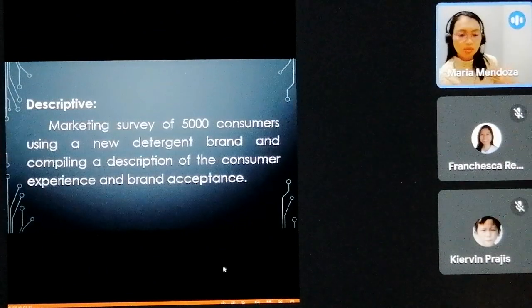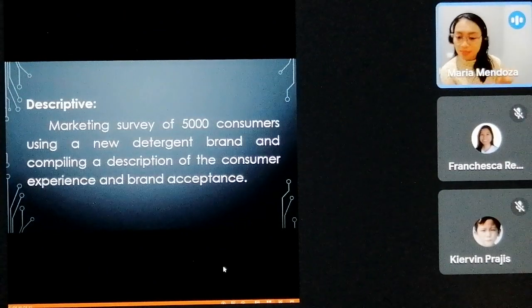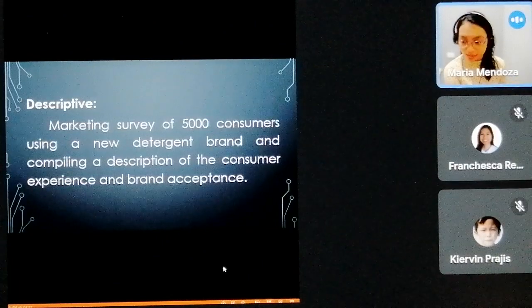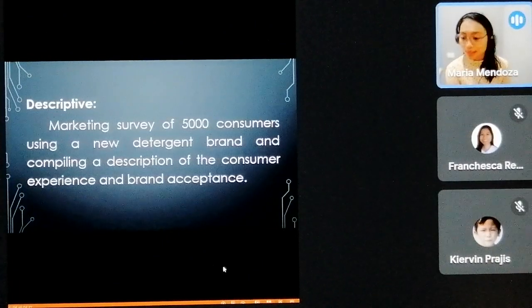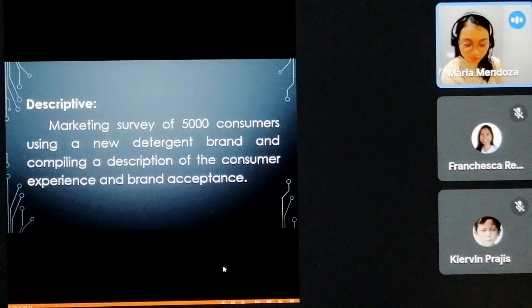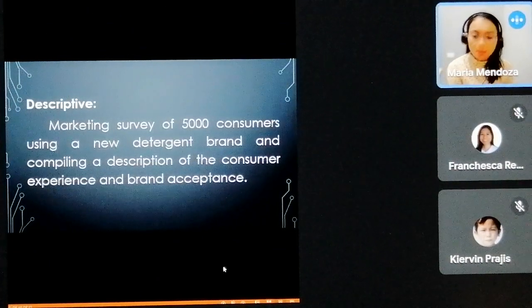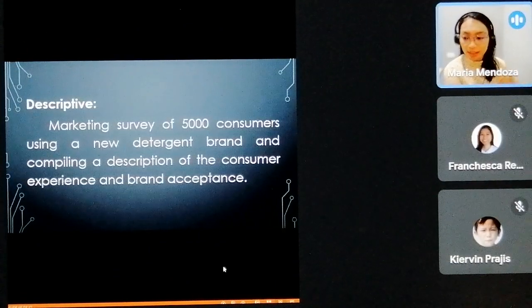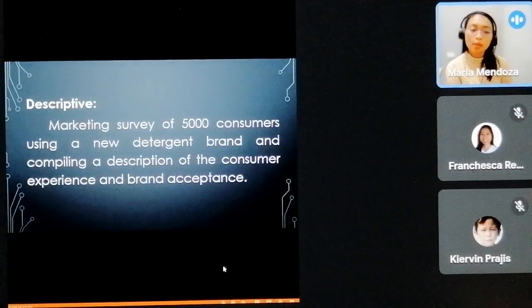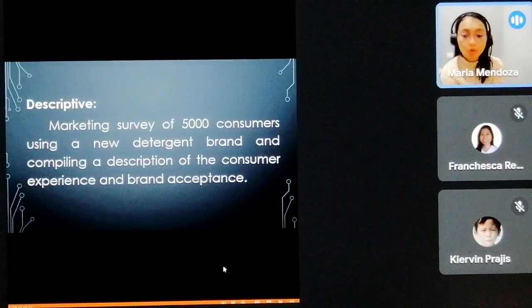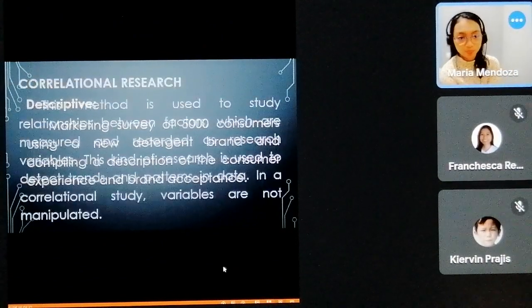Kung sasagot si consumer, mabango po sa damit, malambot po sa kamay, kahit po konti lang yung ilagay, mabango po yung damit. So that is the consumer experience, okay? What about the brand acceptance? Is it positive or negative? Negative po kasi kailangan dadamihan mo yung lagay para bumango yung damit. Positive po kasi ganito po, ganyan, ganyan. Okay? So that is a descriptive research. You are going to describe everything that your respondent give or respond to your question.